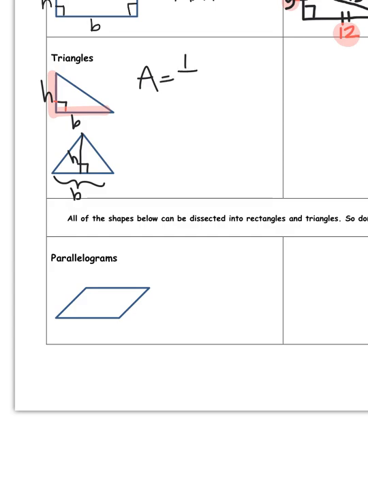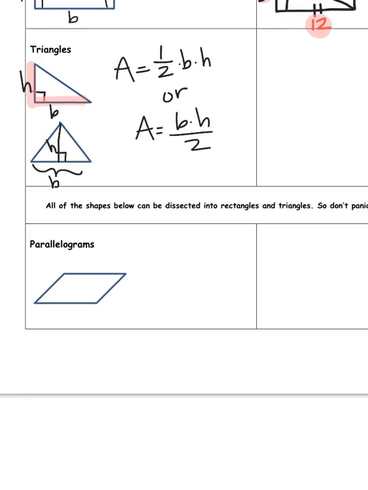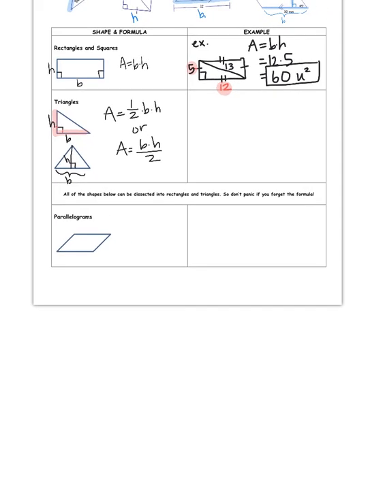It can be written one-half times base times height, or you could say area equals base times height divided by 2. Alright, so our example for a triangle is how to find the area of an equilateral triangle. And I'm going to say the side is 10.